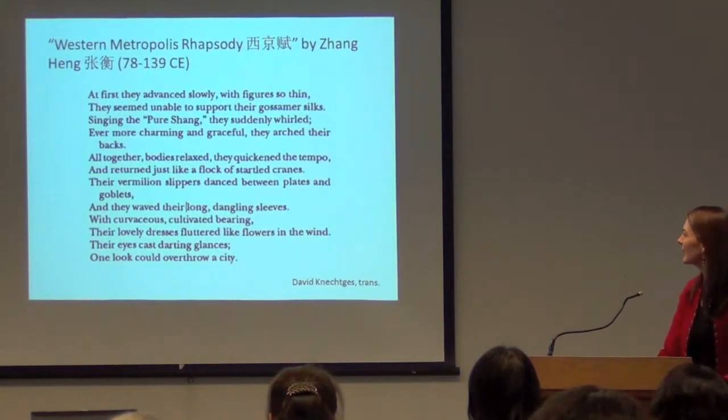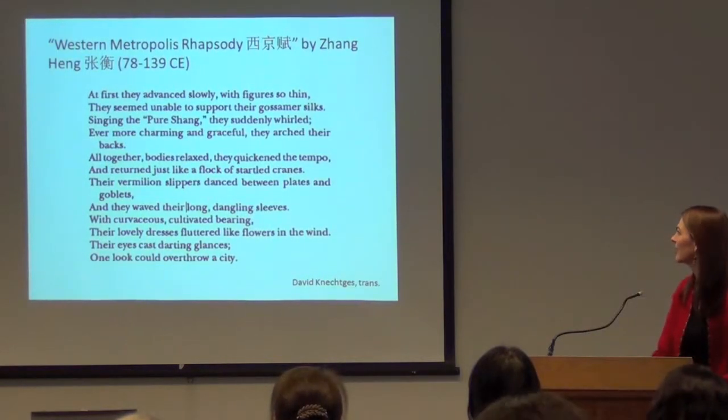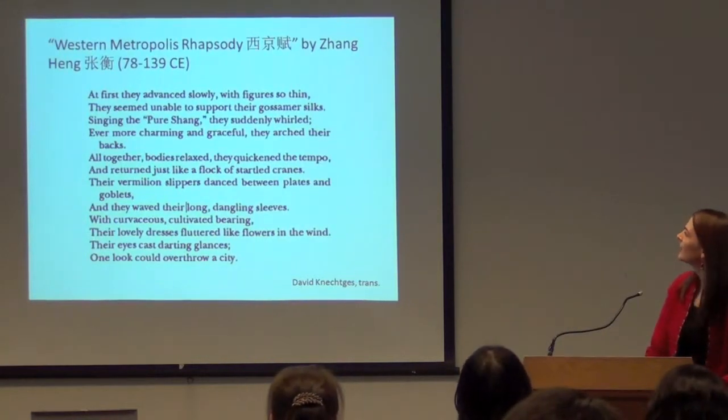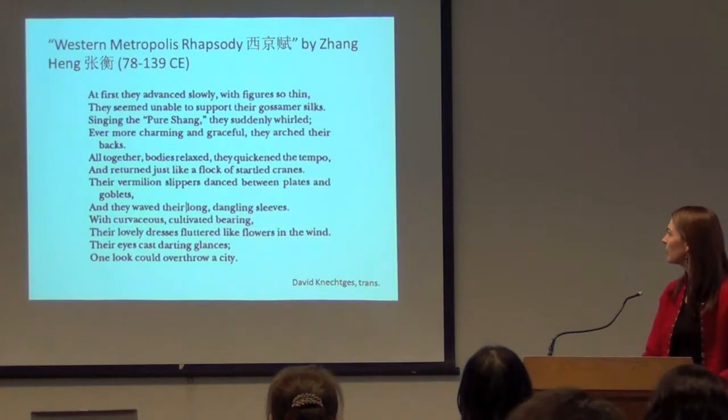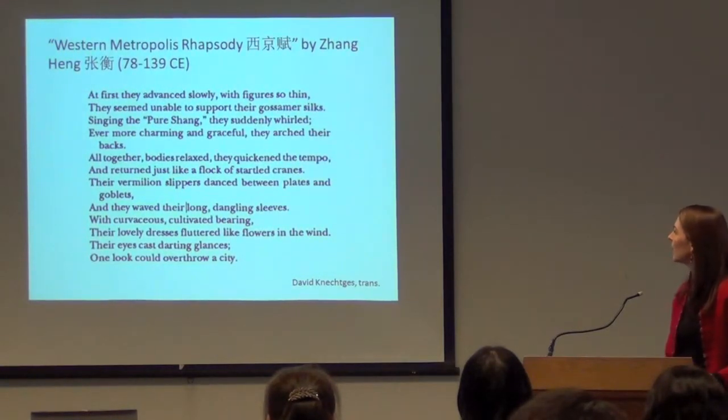And then lastly, we also see descriptions of these performances in poetry from early China. So here's one example from the Eastern Han Dynasty, from the poet Zhang, and it reads, "At first they advanced slowly with figures so thin, they seemed unable to support their gossamer silks. Singing the pure Shao, they suddenly whirled, ever more charming and graceful. They arched their backs. Altogether bodies relaxed, they quickened the tempo, and returned just like a flock of startled cranes.